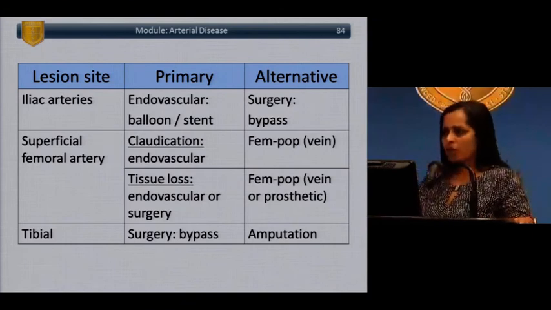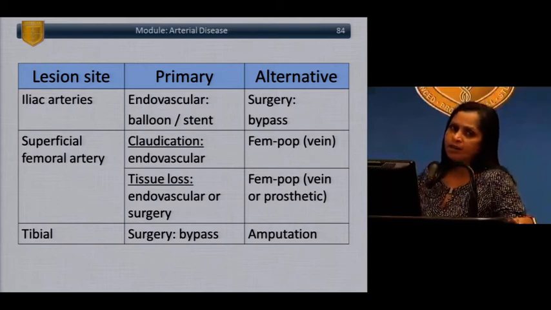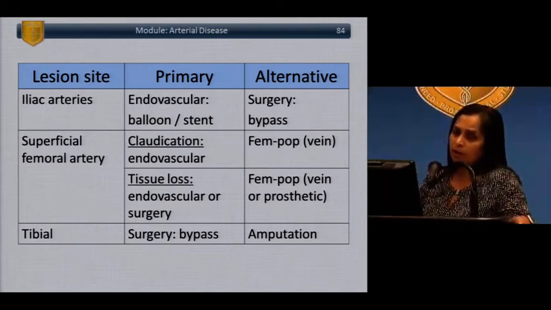The decision of what type of procedure to do is also somewhat dependent on the location of the disease. Generally, more proximal disease is a little bit more amenable to endovascular treatment if you can get across the lesion with a wire. Iliac arteries do pretty well, and the primary mode of treatment is a balloon or stent.